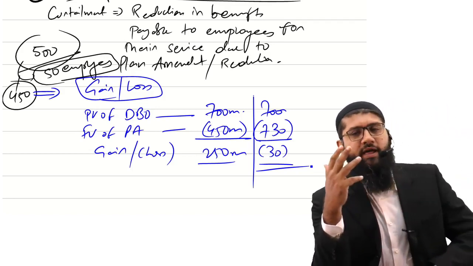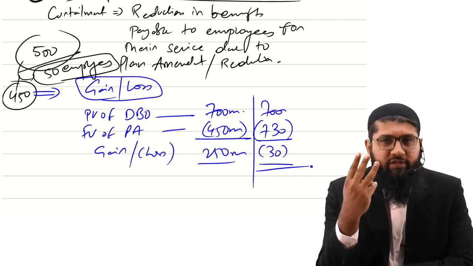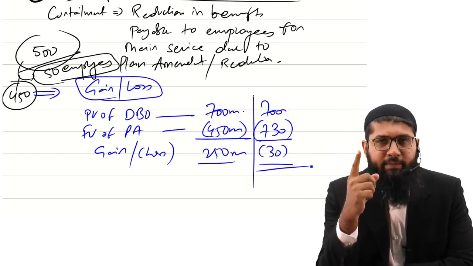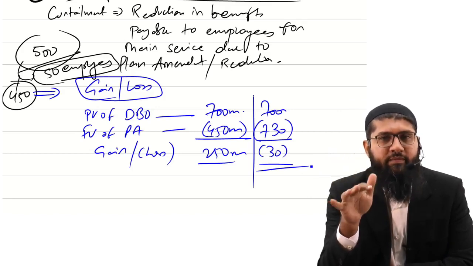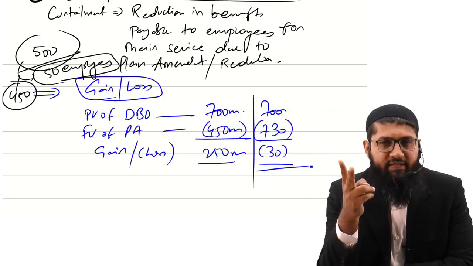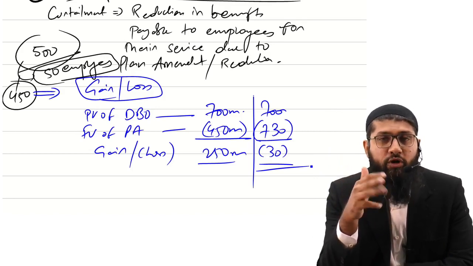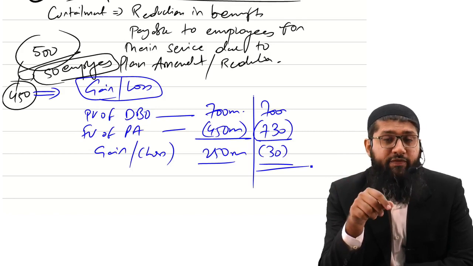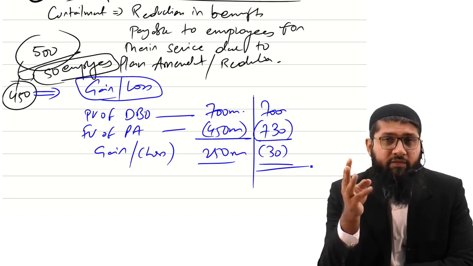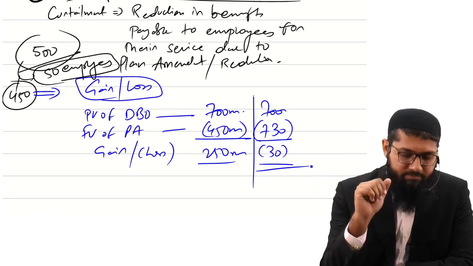So basically what have we done? We have discussed three things: the service cost is made up of current service cost, which is the increase in benefits for current period service; past service cost, the increase or decrease of benefits for prior service; and the third one is gain or loss on curtailment.